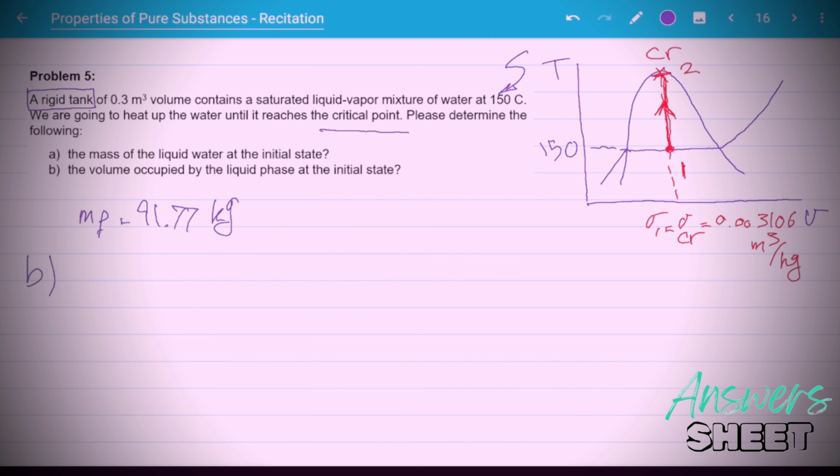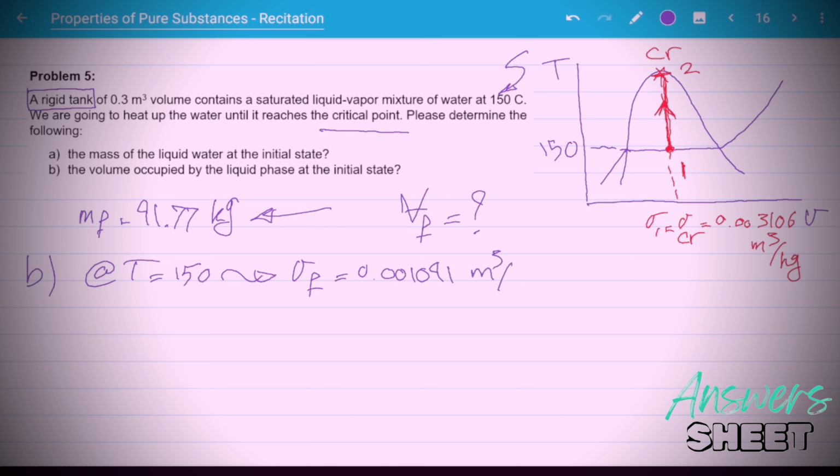Okay, to continue to part B, we are asked to find the volume occupied by the liquid phase. So that is actually very easy. Remember that when we checked the tables, we found that at 150 degrees Celsius, the specific volume of saturated liquid is 0.01091 meters cubed per kilogram, right?